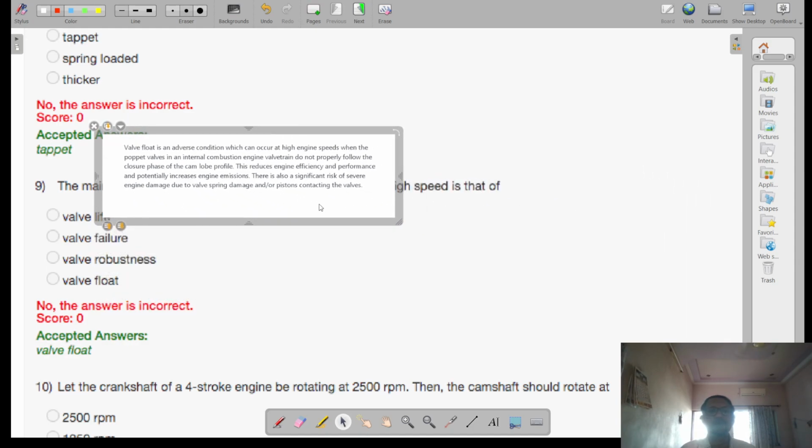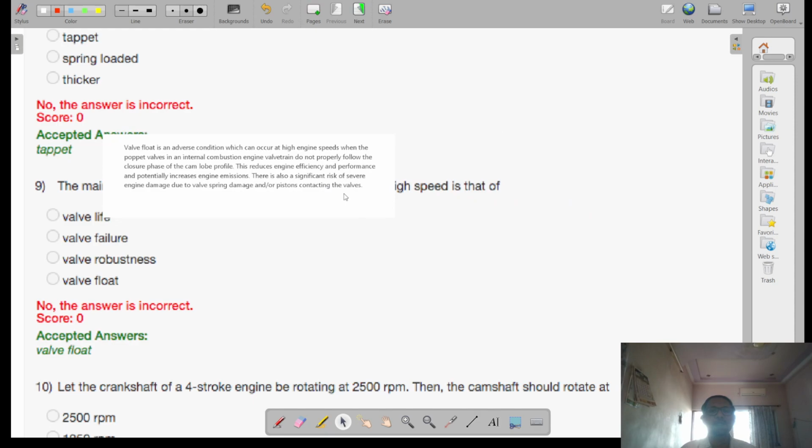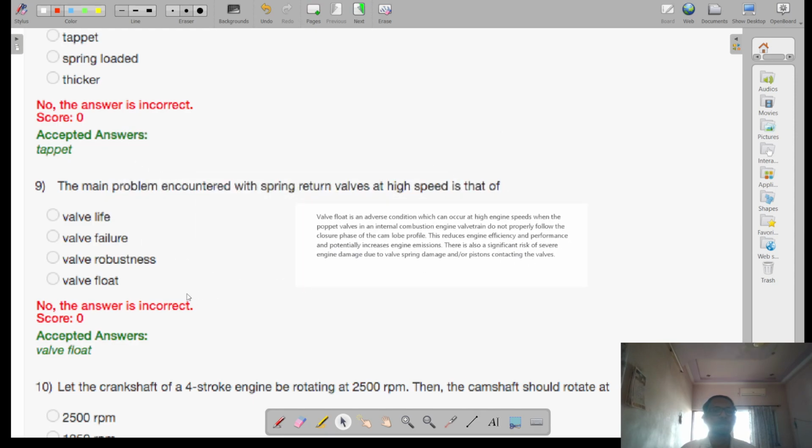High speed engine को ट्रबल कौन करता है? तो उसको ट्रबल कौन करता है? तो valve float phenomenon. So valve float phenomenon.